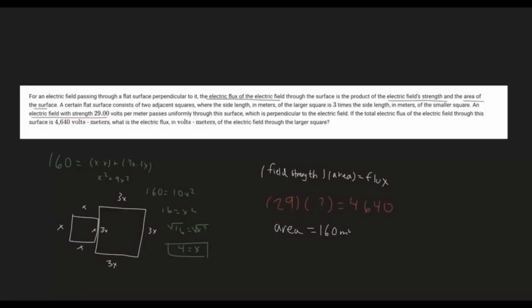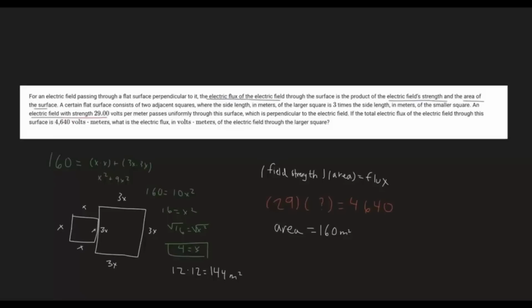a value of 4 for x for the side length. So up here we have 3x, so now we can just have 3 times 4, so we know the side length is 12, so 12 times 12. So we're finding the area of the larger square. So the total area there is 144 meters squared. So now we have the total area of this larger square, right?